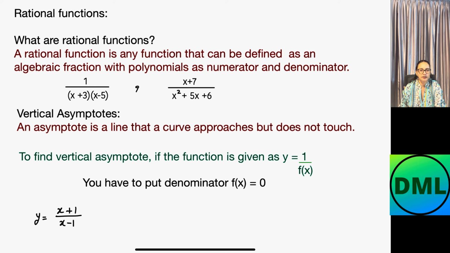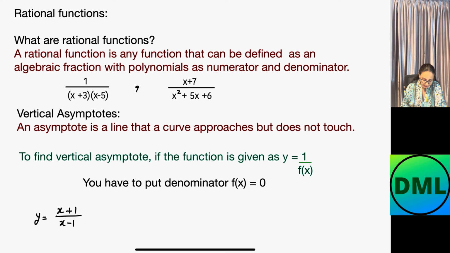To plot the curve, we need the vertical asymptote, horizontal asymptote, as well as oblique asymptotes. First, we will look for vertical asymptotes. An asymptote is a line that a curve approaches but does not touch. So I need to first find out the vertical asymptote.